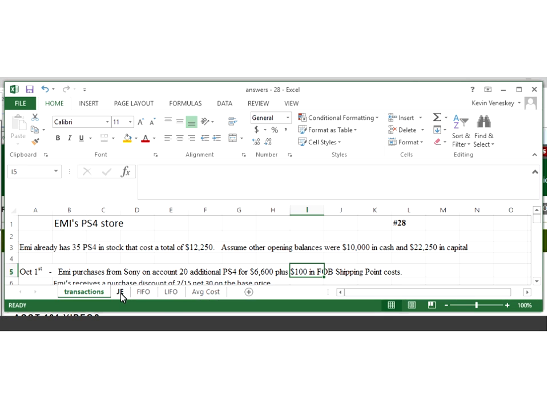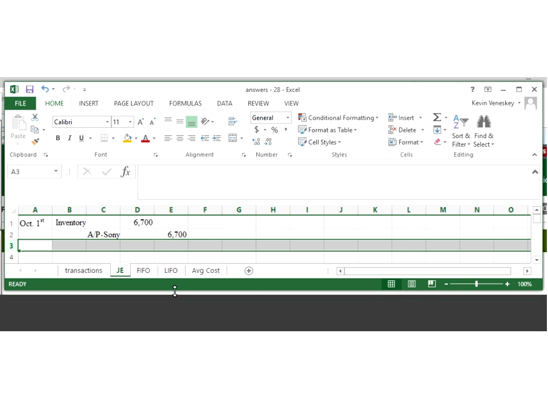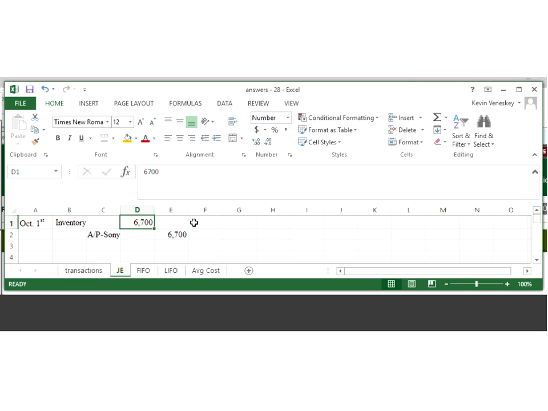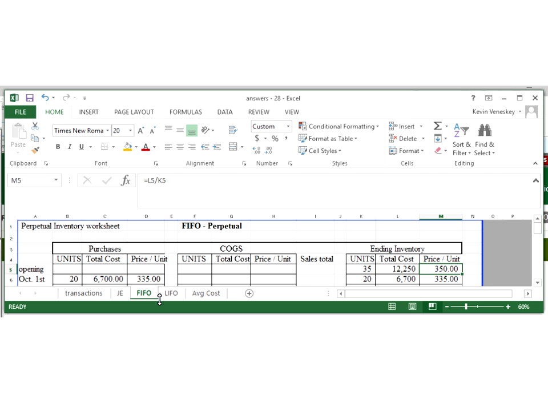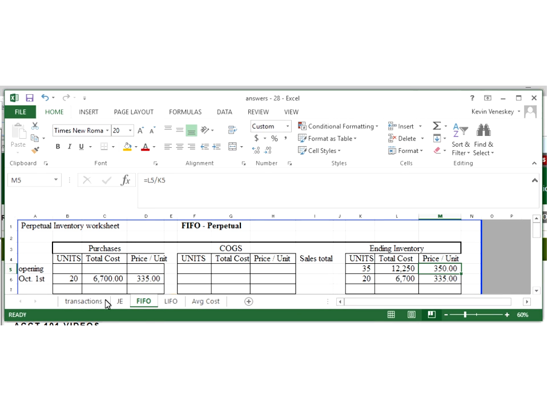So that's what I want to show here on my first journal entry, that I got inventory valued at $6,700, and that I owe Sony $6,700 as of now before looking at a possible discount. So now I need to update my inventory sheet with my most recent purchase. I need to show that I bought 20 items and that those items cost me $6,700, not $6,600. That's going to be key.